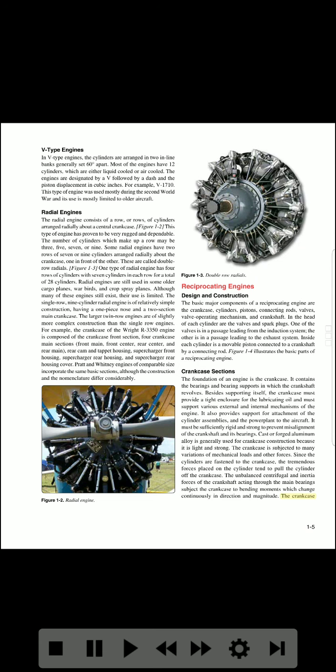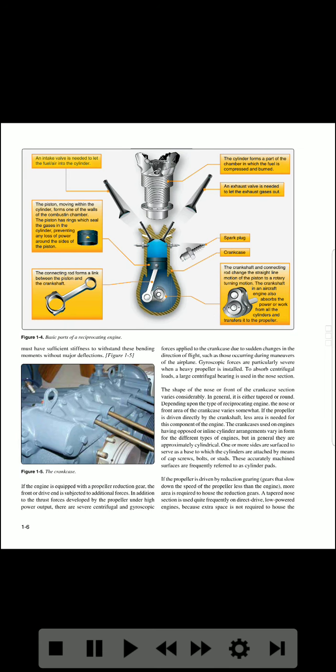1-5. An intake valve is needed to let the fuel/air into the cylinder. The piston, moving within the cylinder, forms one of the walls of the combustion chamber. The piston has rings which seal the gases in the cylinder, preventing any loss of power around the sides of the piston. The connecting rod forms a link between the piston and the crankshaft. The cylinder forms a part of the chamber in which the fuel is compressed and burned. An exhaust valve is needed to let the exhaust gases out. Spark plug. Crankcase. The crankshaft and connecting rod change the straight line motion of the piston to a rotary turning motion. The crankshaft in an aircraft engine also absorbs the power or work from all the cylinders and transfers it to the propeller. Figure 1-4.